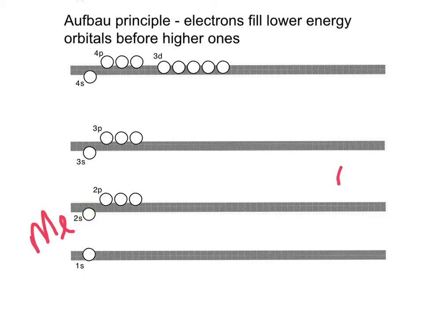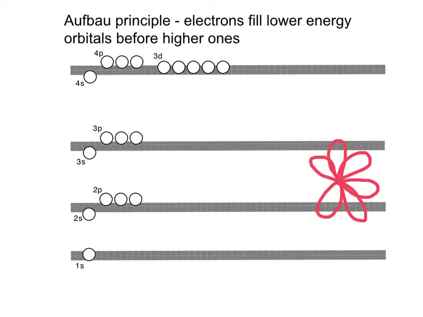P is our dumbbell shape, and that can have 3 different orientations. And that's represented by these 3 different orbitals. D, remember, gets even more complicated. I'm not even going to try to draw it, but it has 5 different orientations, so we represent that with those 5 orbitals. All right, so that's your quick vocabulary review there.